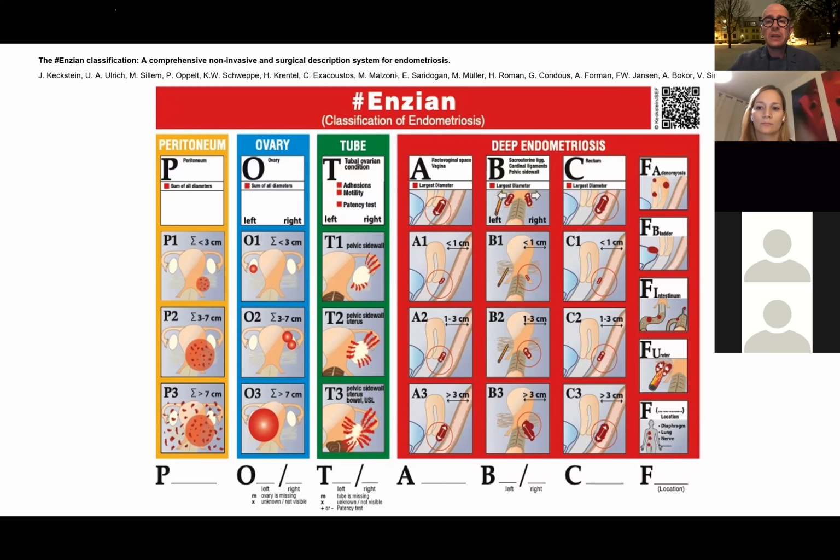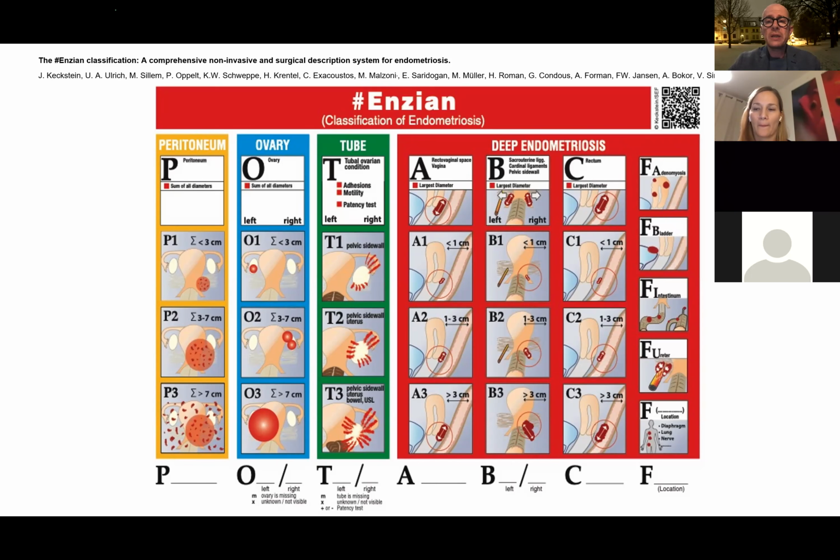So the new sections of the hashtag classifications are actually the P, the O, and the T. And for peritoneum, there are going to be 3 situations, P1, P2, P3, depending on the sum of the dimensions of the lesions that are localized on the peritoneum. O is going to be for the ovary. And we're going to have, for example, O1/2 if we're going to have an endometriosis cyst under 3 centimeters on the left ovary, and for example, 5 centimeters on the right ovary.